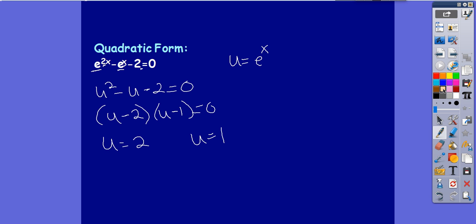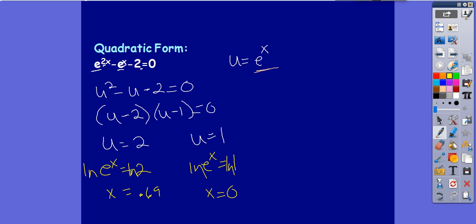u is equal to e to the x. So I'm going to plug my e to the x back in. e to the x equals 2, and e to the x equals negative 1. So take the natural log of both sides, and I get x is equal to 0.69 on this one. And then on this one there is no solution. Well, we want to check, and the only solution that works is this, because the other is extraneous. It won't work when you plug it back in. Yeah, that's how you do that.